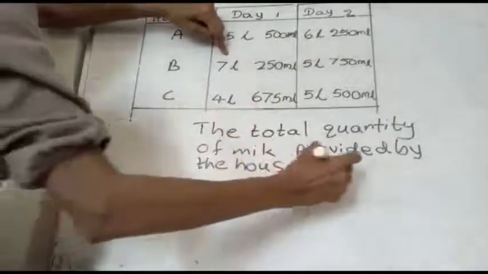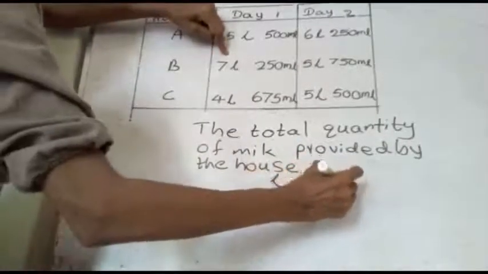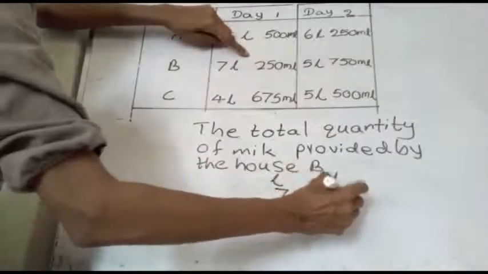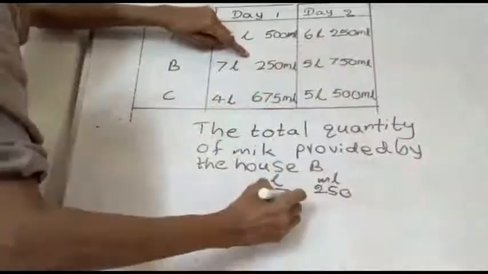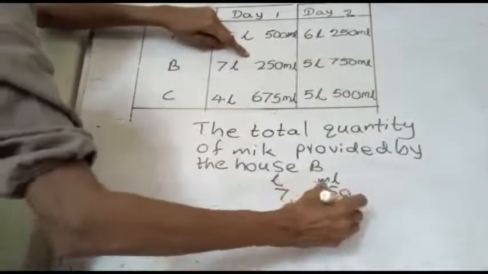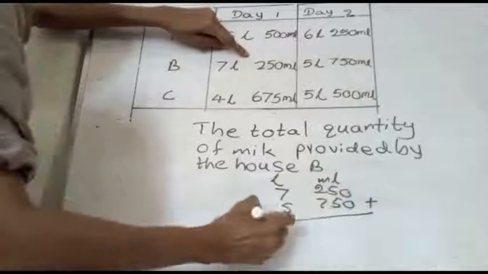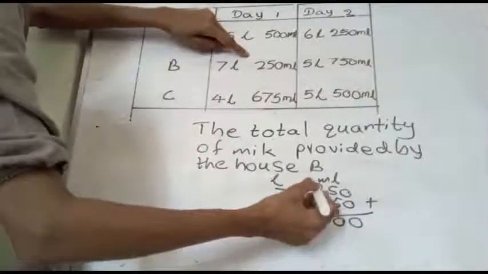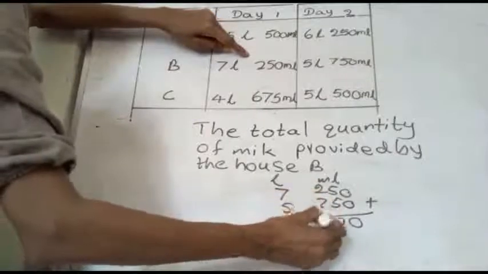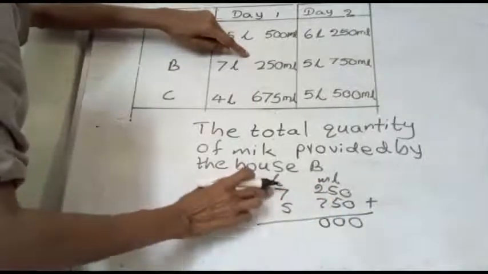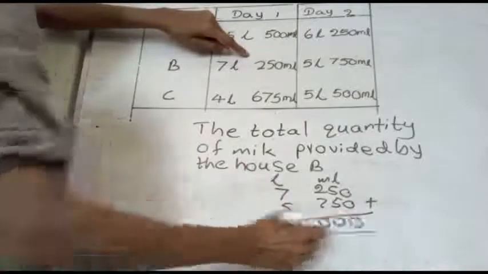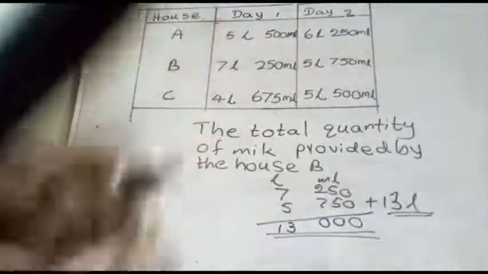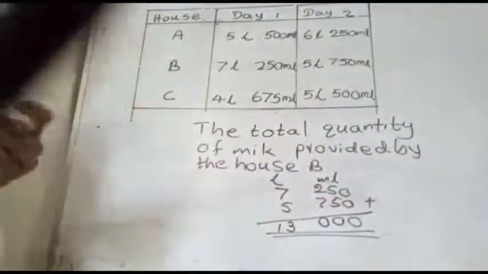Here house B. Liters and milliliters. First day 7 liters and 250 milliliters. On the second day 5 liters and 750 milliliters. We take sum. Here 0, 10. Remaining 1. 1 plus 2, 3. 3 plus 7, 10. Remaining 1. 1 plus 7, 8. 8 plus 5, 13. 13 liters is the answer.